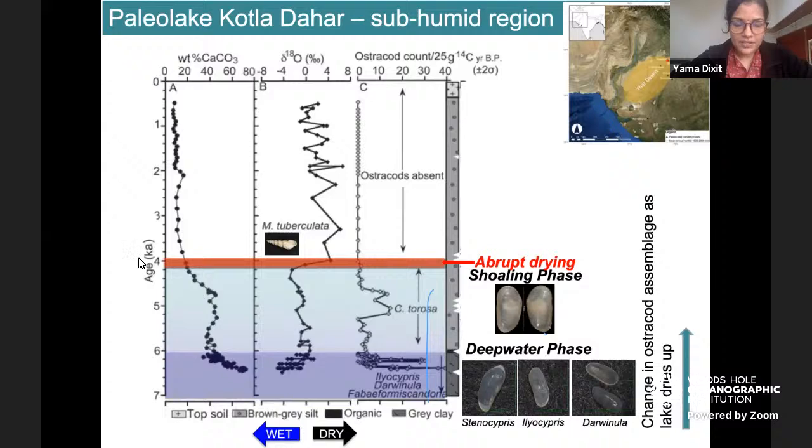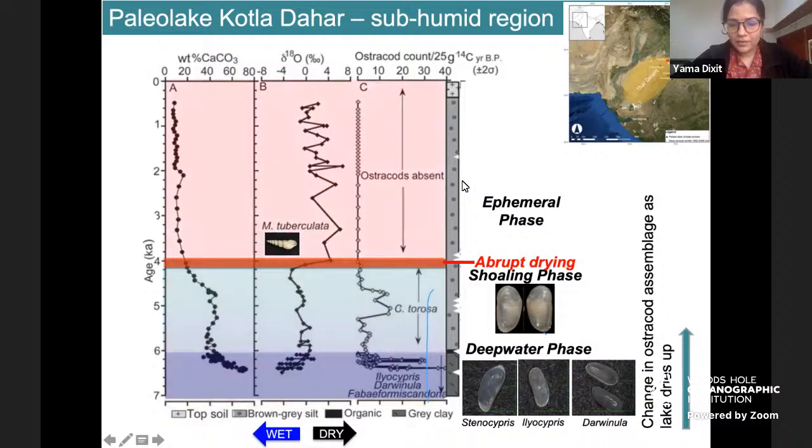Now, there was a distinct change in oxygen isotopes after this point. There's a 4 per mil change, and then the oxygen isotope had its own steady state, averaging around 2 per mil. Now, this 4 per mil change was also accompanied by absence of ostracods. So we don't find any ostracods till the surface of the ground. And in terms of carbonate, it comes down to less than 20% after this point. And this we call the abrupt drying of the region.